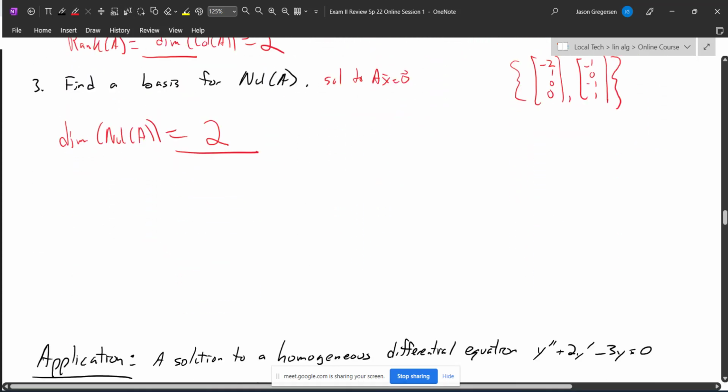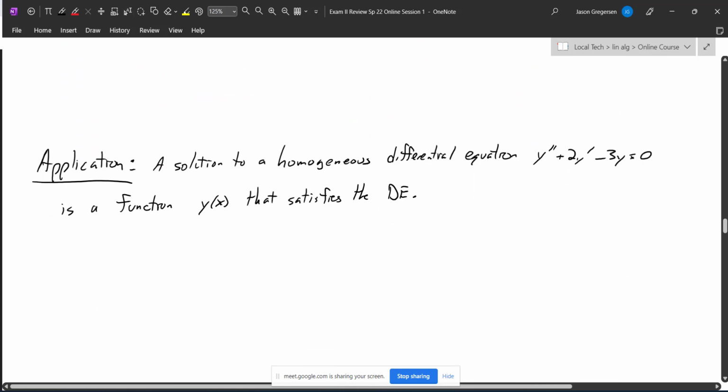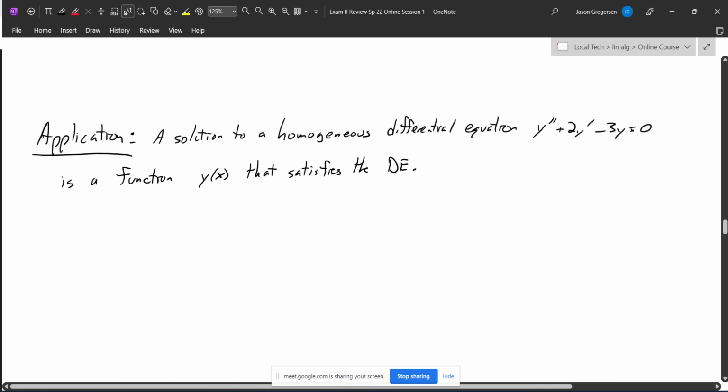All right. Now, one application of null space that we didn't really have time to talk about in class, I'm only going to briefly mention here, is that they're super important in the theory of differential equations, a following course. And the reason they're important is because we're going to use them when we talk about the solution of a homogeneous differential equation, which is a fancy differential equation that looks like this.